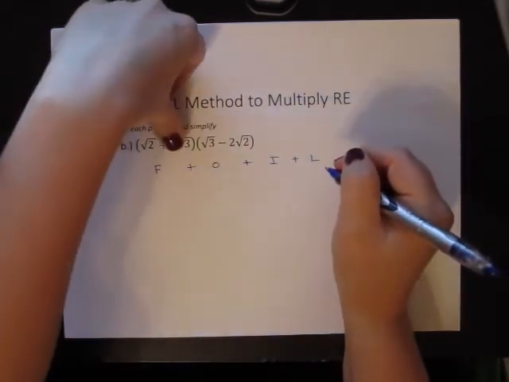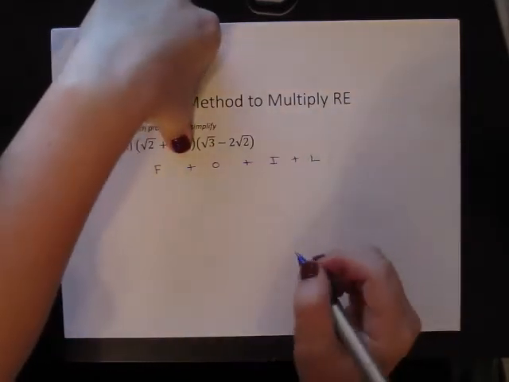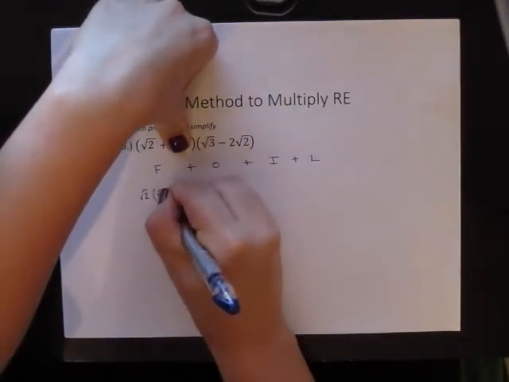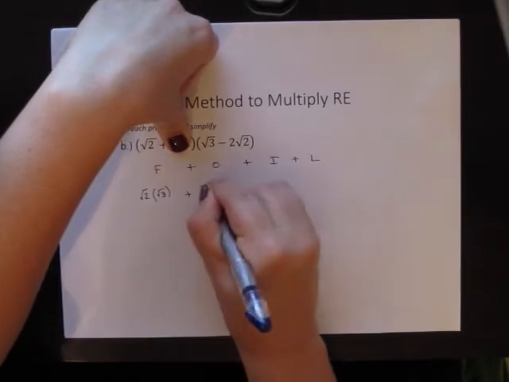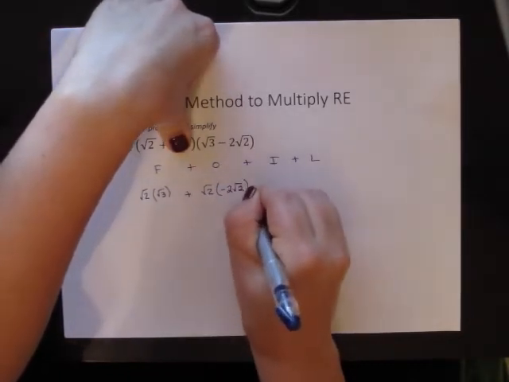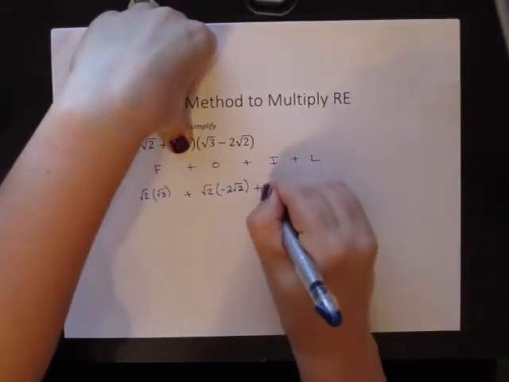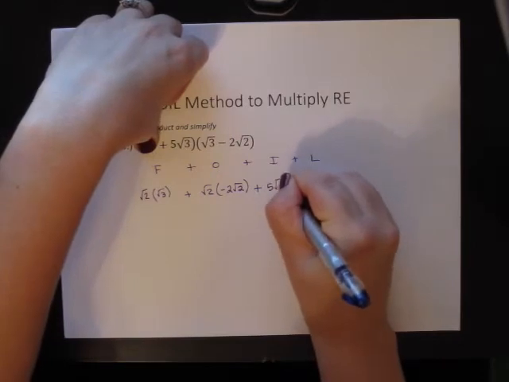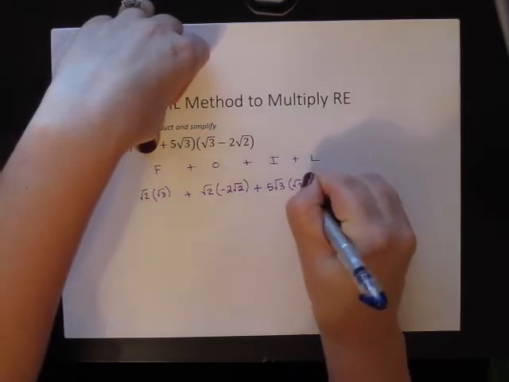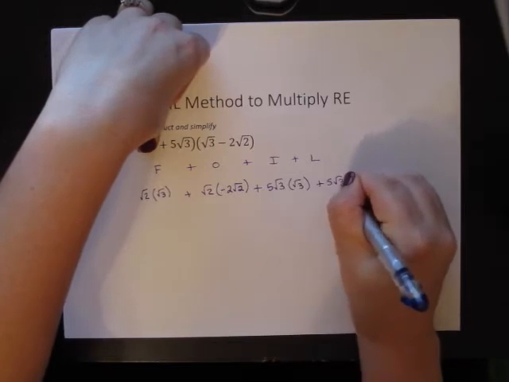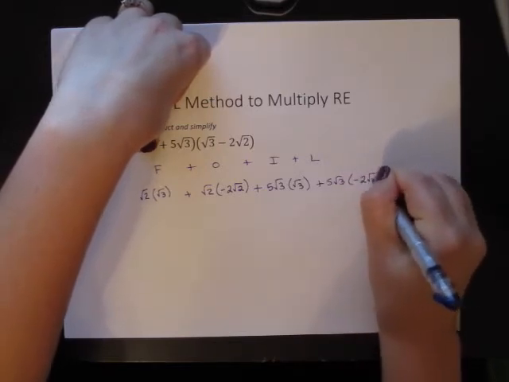Alright, so I'm going to take my first binomial and I'm going to cover up the second term. So I'm going to do the square root of 2 times the square root of 3 for my first, plus the square root of 2 times negative 2 square root of 2 for my outer. Now I've exhausted the square root of 2, so I'm going to cover that up, and I'm going to go 5 square root of 3 times the square root of 3 plus 5 square root of 3 times negative 2 square root 2.